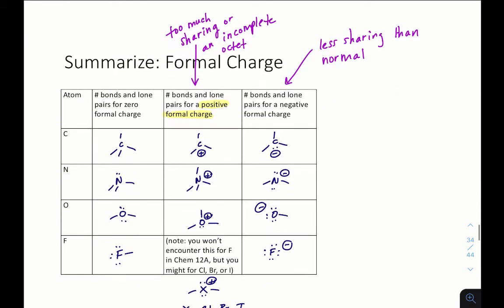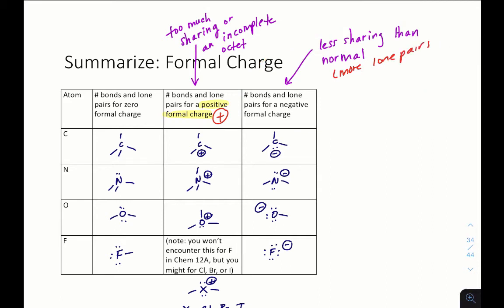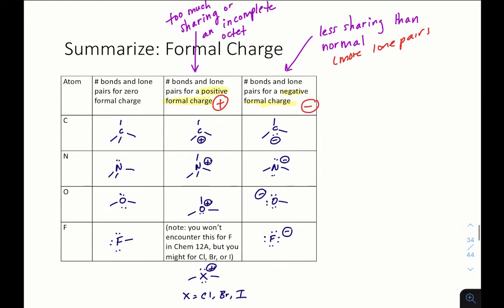So there is too much sharing or an incomplete octet when there's a positive formal charge. There is less sharing than normal, or more lone pairs, I suppose we could say, when we have a negative formal charge. Negative formal charge suggests that the atom is electron rich. Okay, so here you go. Take a look at this. I'm not going to go through all of it, but let me know if you have questions. So pause and think about it.